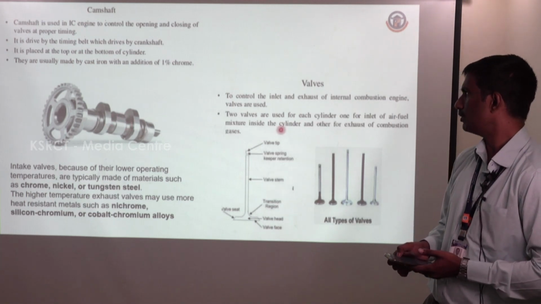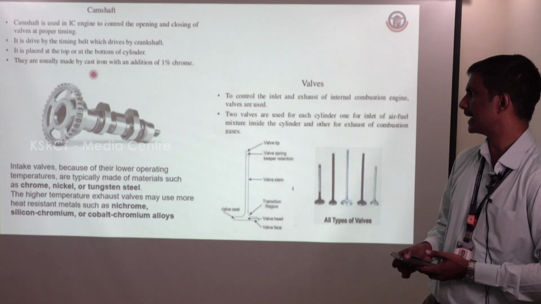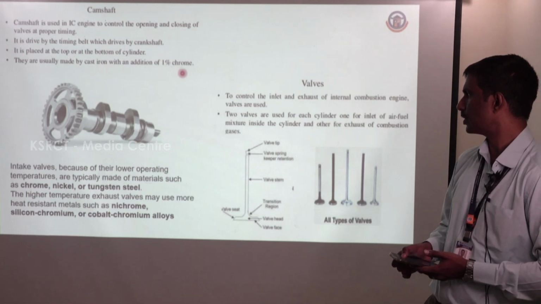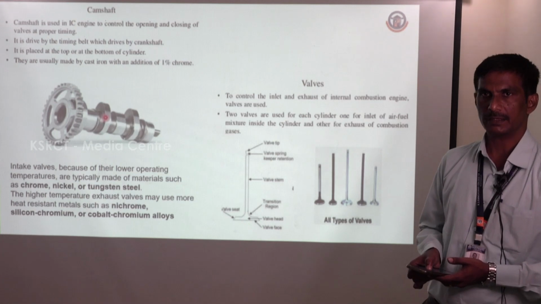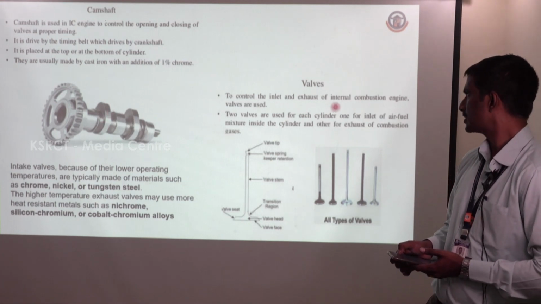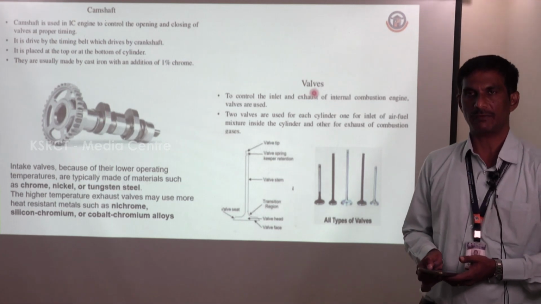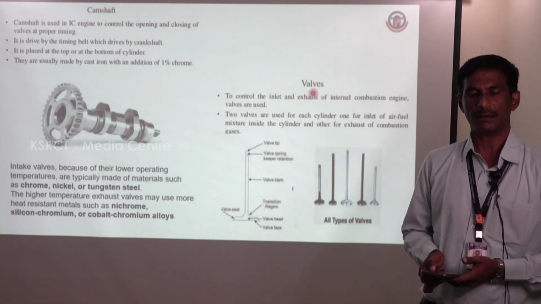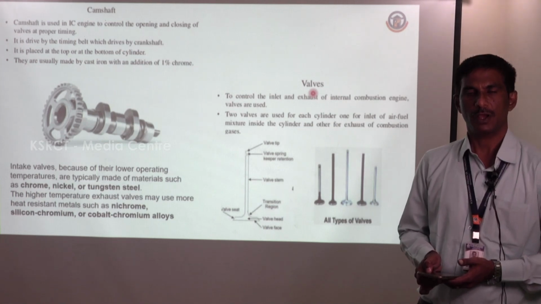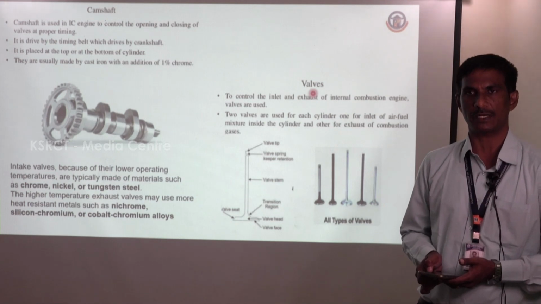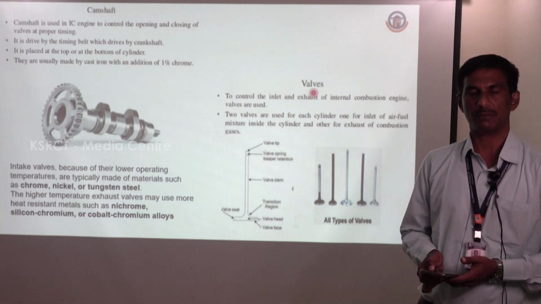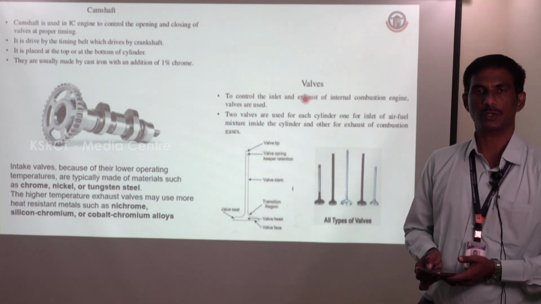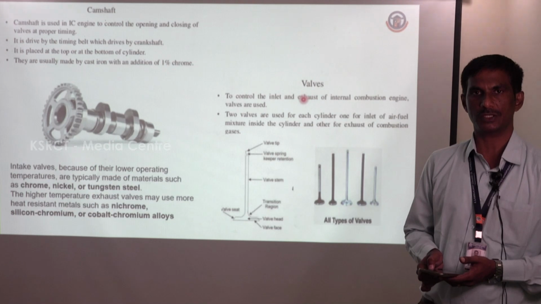Another thing is called the valve. What material is it usually made of? Cast iron with an addition of 1% chromium in order to increase the hardness of the material. Next is the valve. You know that the engine has a breathing system and also an exhaust system. The breathing system takes the air and fuel mixture into the engine, and the exhaust system removes the waste combustible mixture, after it has been converted into mechanical energy, through the exhaust valve.